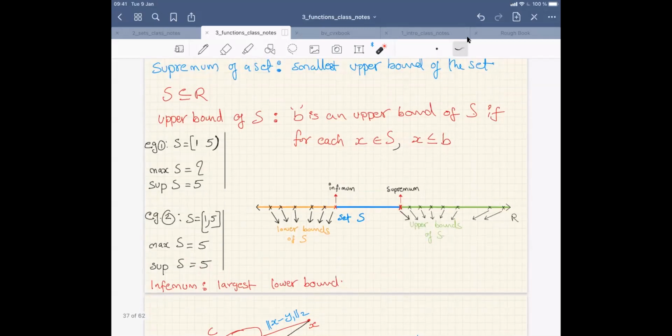Now, here is the difference. Now I consider a different set where the 5 is not included. So the set is not closed on this right side. In that case, what is the supremum? Again, I can say that 5. If you pick 5, 5 is an upper bound. All the guys here are less than 5. But what is the maximum of this set?